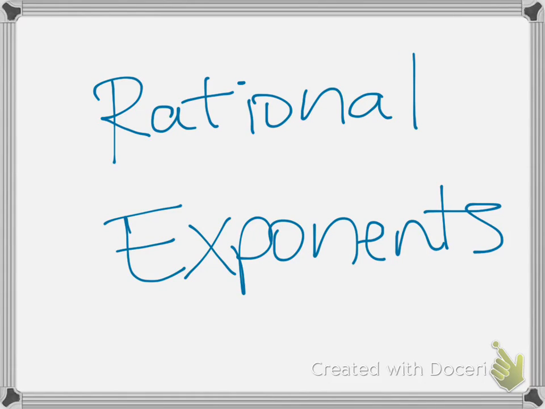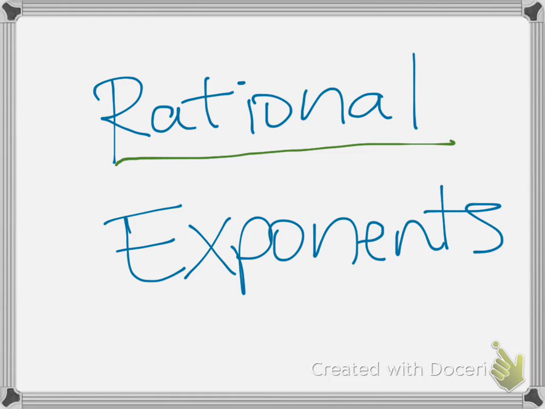In this section, we're going to talk about how to work with expressions that involve rational exponents. So let's think first about what that actually means. We know what rational numbers are. Those are any numbers that can be expressed as a ratio. So that means that a rational exponent is any exponent that can be expressed as a ratio.